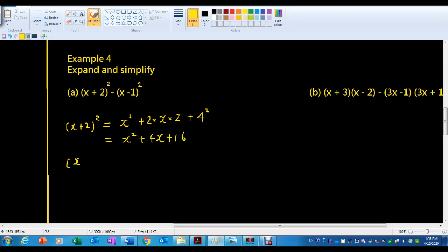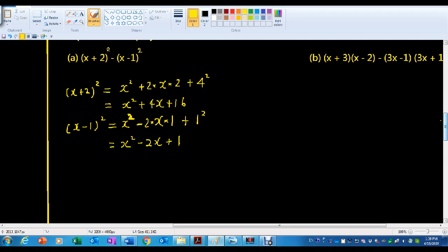Okay, so what's this? x minus 1 squared. You have, okay, so minus sign here. You have the square of the first term, and then you minus the product between the first term and the second term, and you double them. Oh, be careful here, it's minus, right? Because the sign here is minus. Plus that 1 squared. Okay, and you have x squared minus 2x plus 1. Okay, and then you are going to solve this question. So the question is like this.